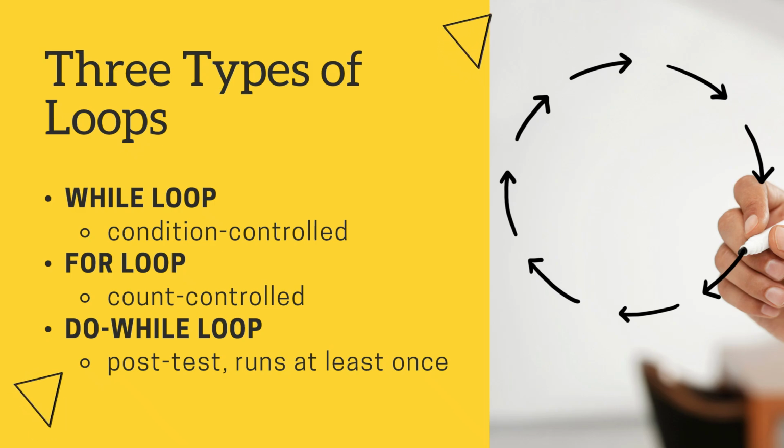Now, in programming logic, we typically talk about 3 types of loops: the while loop, which is condition controlled; the for loop, which uses a count to control it; and then the do while loop, which is more like a post test, and it runs at least once.